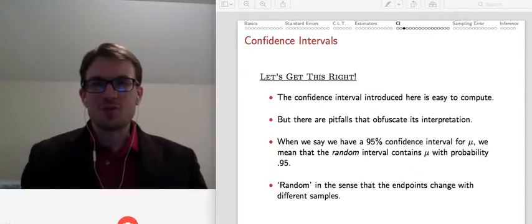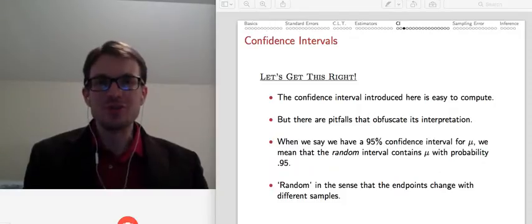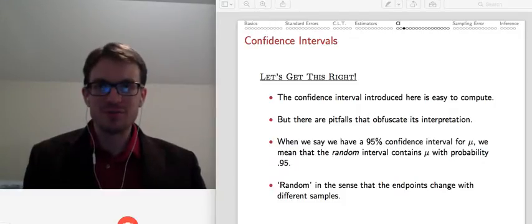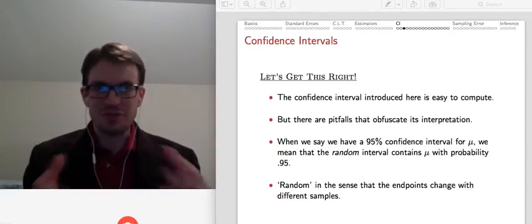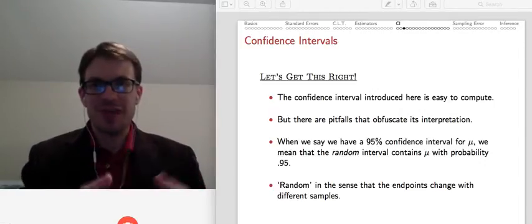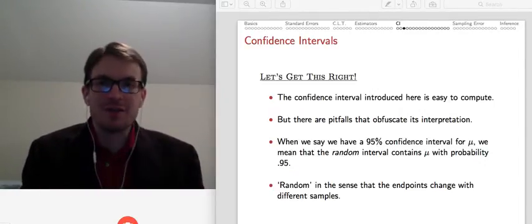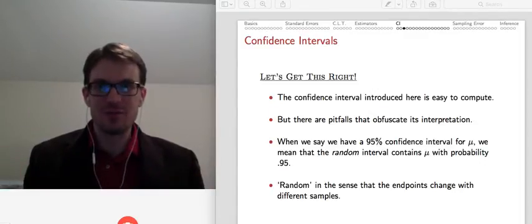Confidence intervals are random intervals in the sense that each new sample will produce an interval with different endpoints. So why is this the case? Well, each new sample is going to, of course, have different sample statistics. Every different sample is going to have a different sample mean, which implies using different boundaries for the interval.